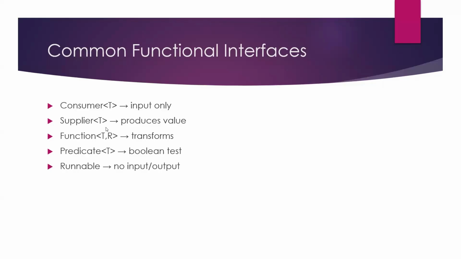A Function takes in a certain type and transforms it into another type. A Predicate takes in a type and returns a Boolean, so basically returns true or false. And a Runnable has no input and no output. It just executes behavior.